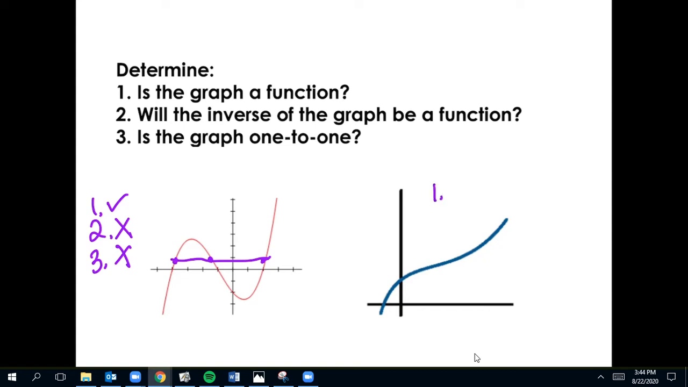Over here we can try it. It passes the vertical, passes the horizontal. Because we have two checks, it would be one-to-one. So now we know the inverse would be a function for this second graph.